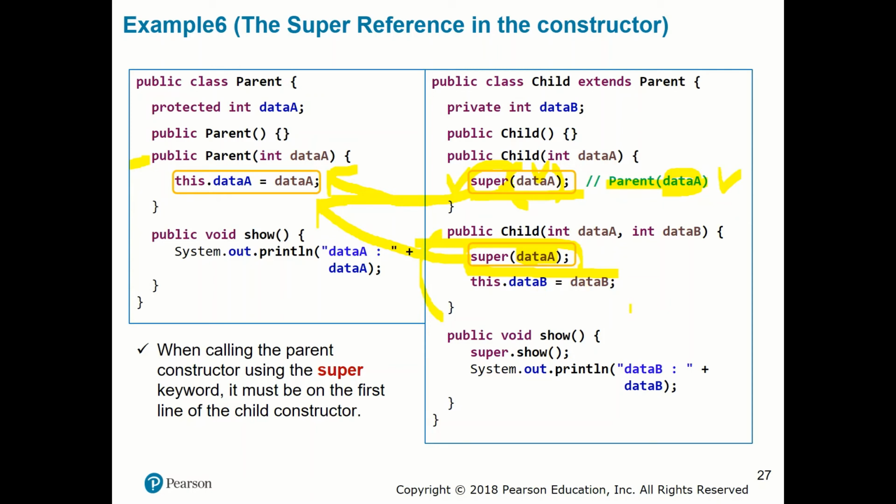Here is one important thing. When calling the parent constructor using the super keyword, it must be on the first line of the child constructor. So here, if you swap these two lines, then a compile error will occur. So when you use the super keyword to call the parent constructor, the line should be the first line of the child constructor, like this. This is important grammar.